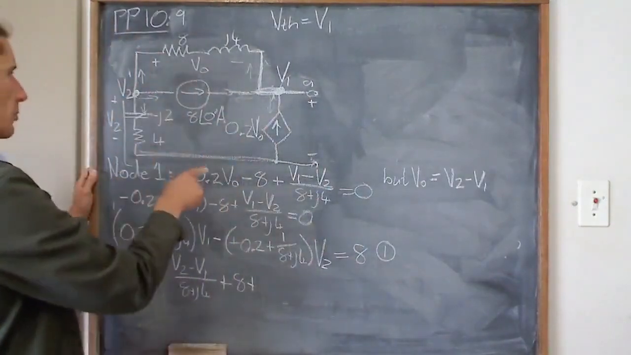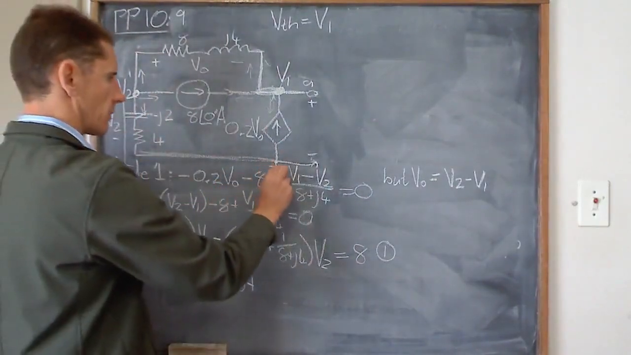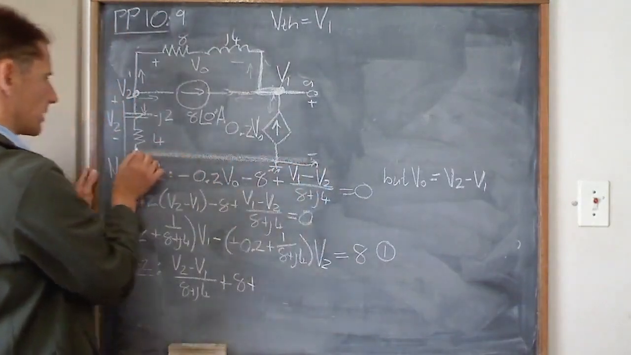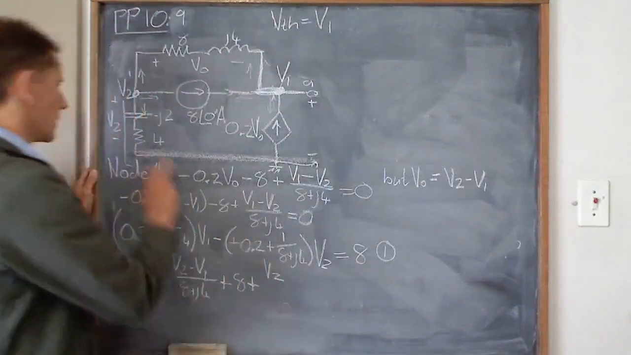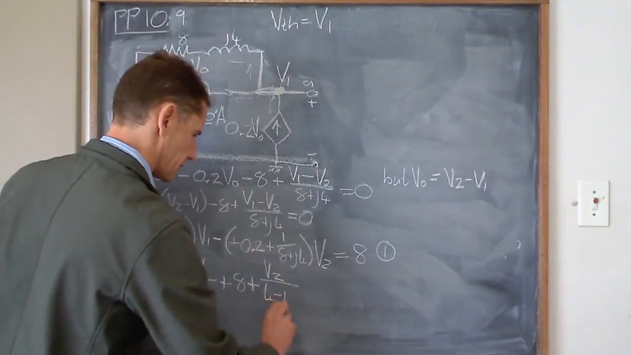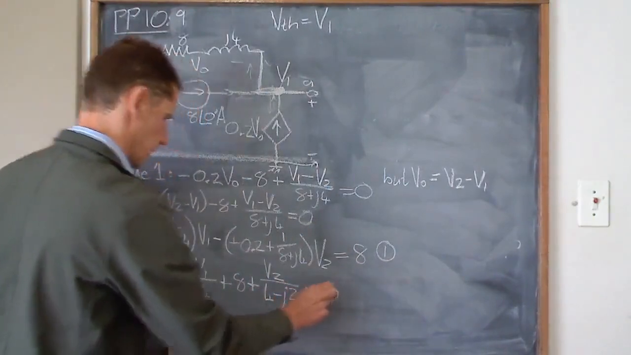plus this one, which is now V2 over, oh yeah, sorry, this is now my reference node. I'm using nodal analysis. I'm using this as my reference node, so it becomes V2 over this 4 minus J2, 4 minus J2 equals 0.